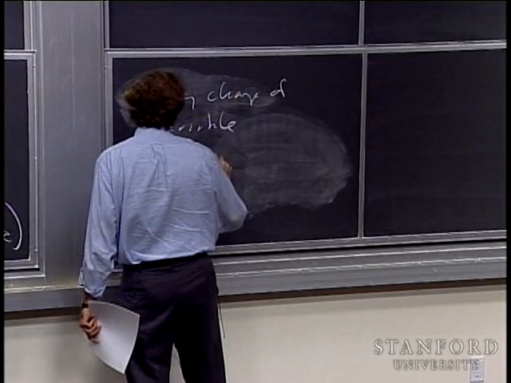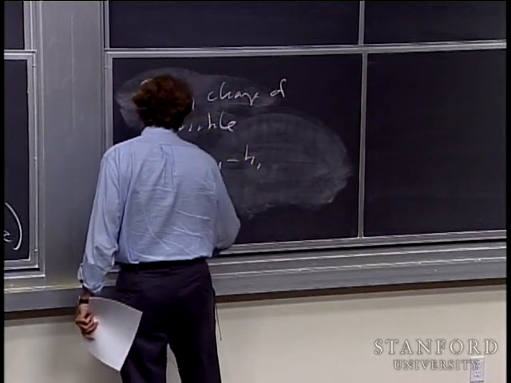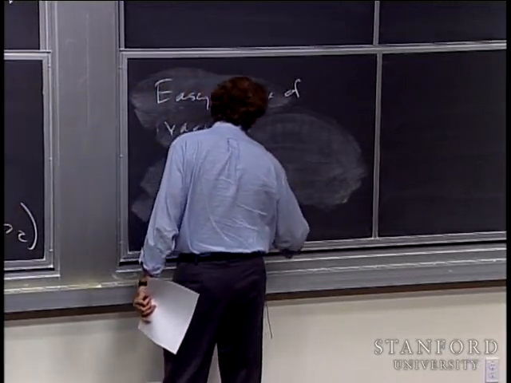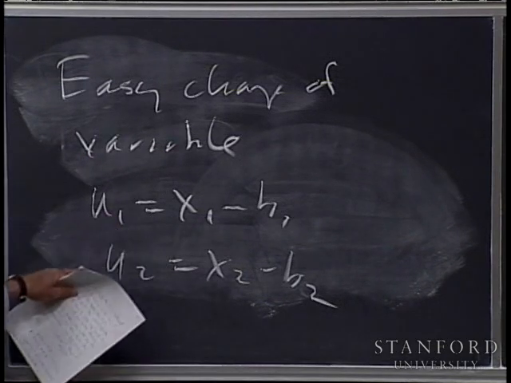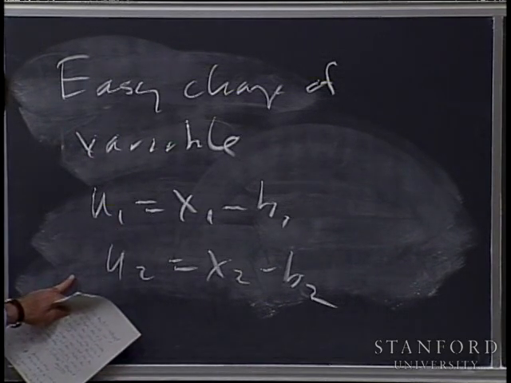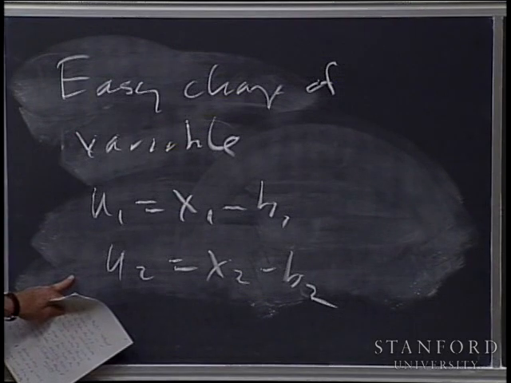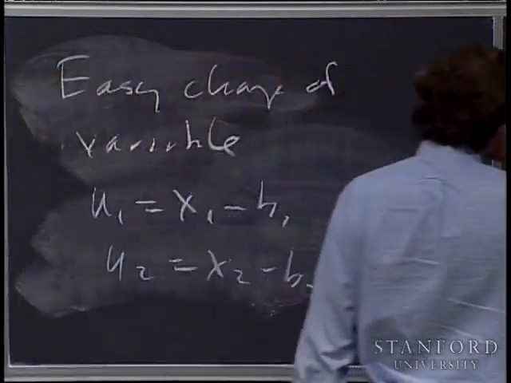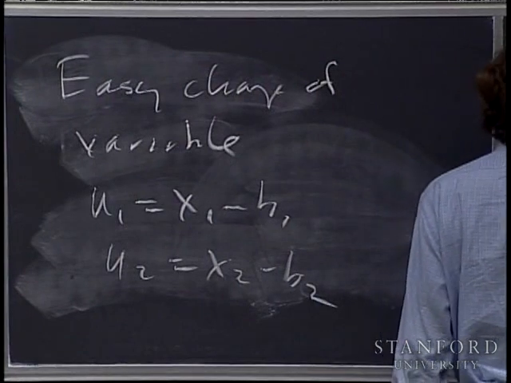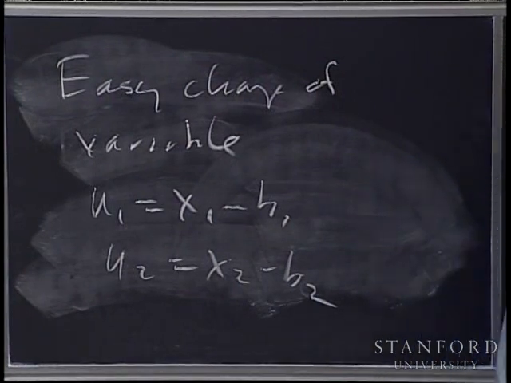Say, u1 is equal to x1 minus b1, u2 is equal to x2 minus b2. And in this case, the area element, dx1, dx2, changes to du1, du2. It's a change in the area element, not in dx1 and dx2 separately. That's one of the complications in higher dimensions. But for such a simple case, it's just a direct change. So du1, du2 is equal to dx1, dx2.